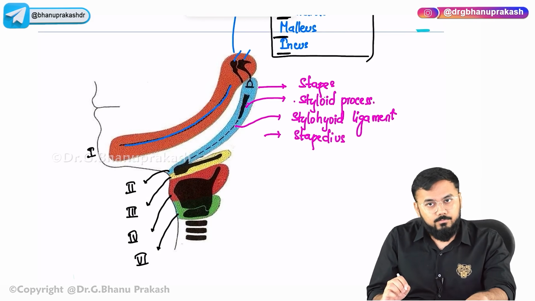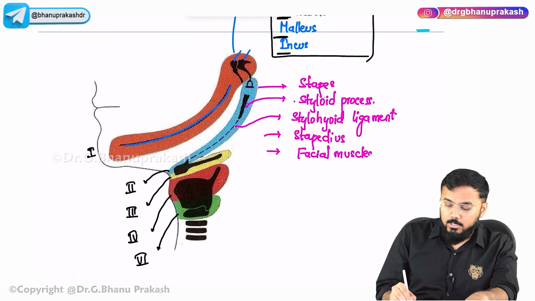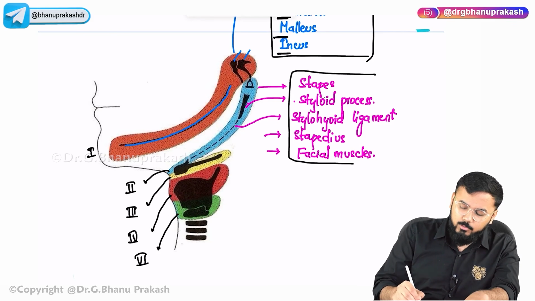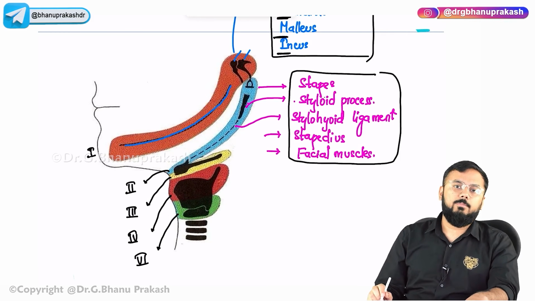Next, after stylohyoid ligament, the muscle that is attached to the stapes is stapedius muscle. Clear? And finally another important thing, that is your facial muscles. So all these are with the S. Majority of them, or almost all of them except one, with the S. S for second arch. All of them are derived from the second arch.